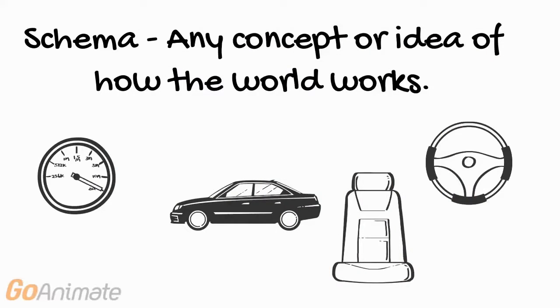A schema is any concept or idea of how the world works. So for example, your schema for a car may have a steering wheel, which is what turns the car, and a speedometer, which tells you how fast you're going, and maybe a car seat. All these things are incorporated into your schema of a car.